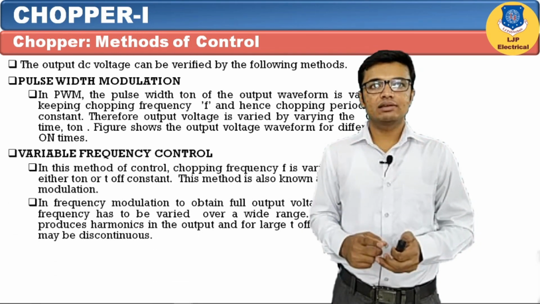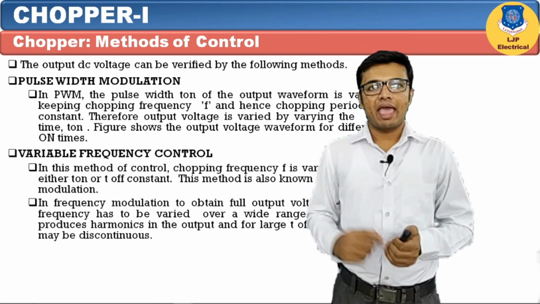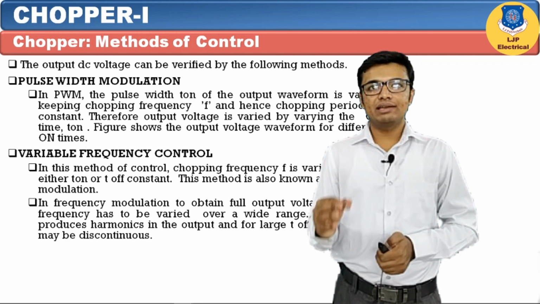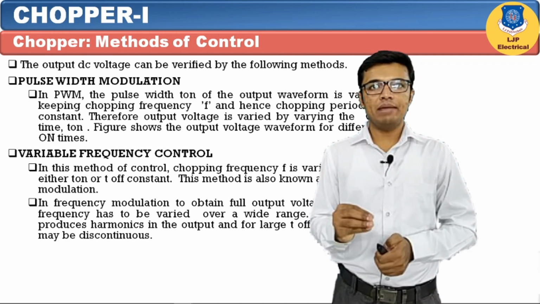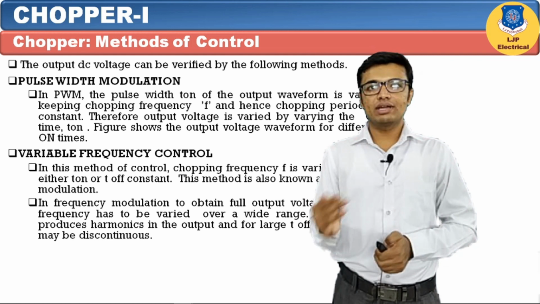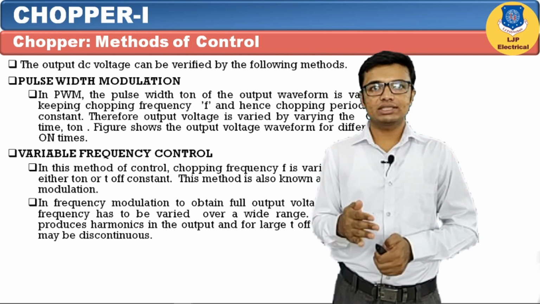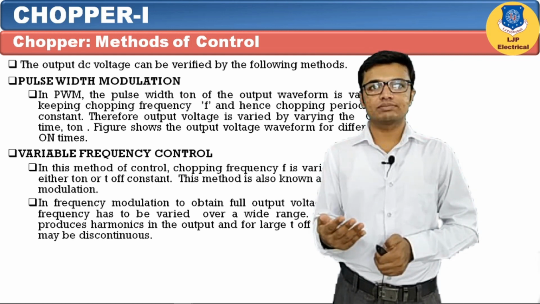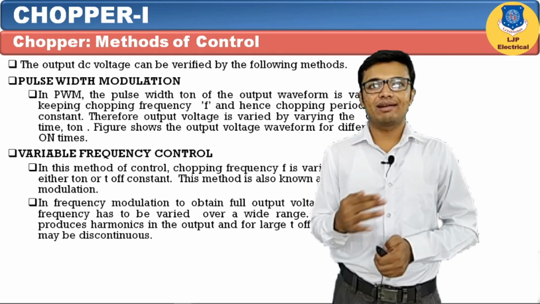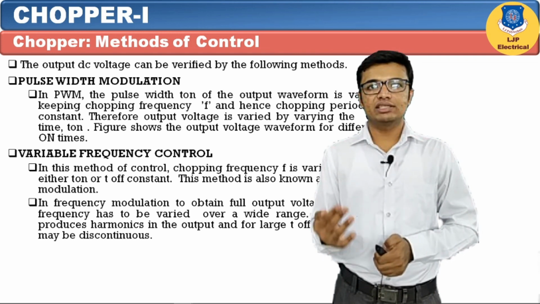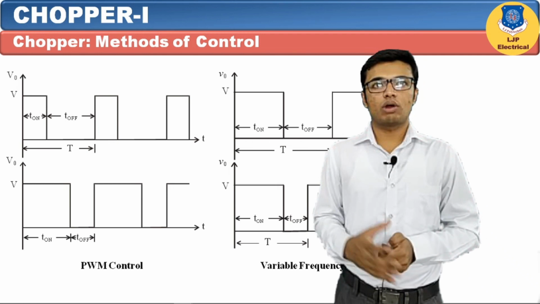The second one is variable frequency control. In this method, we vary the frequency instead of turn on time or turn off time. To obtain the full output voltage, the frequency has to be varied over a wide range, which will produce harmonics in the output.